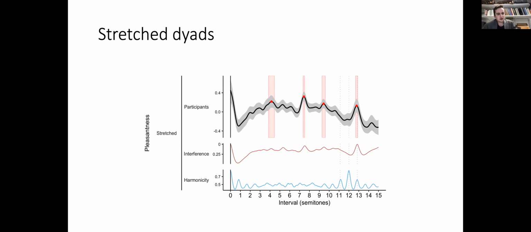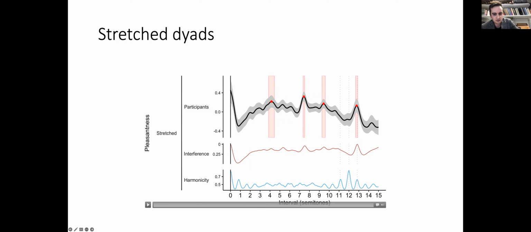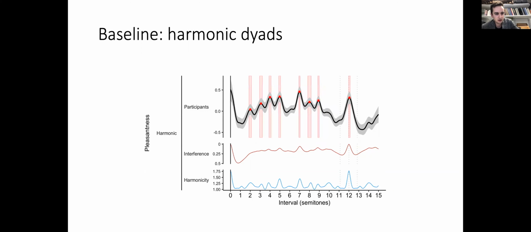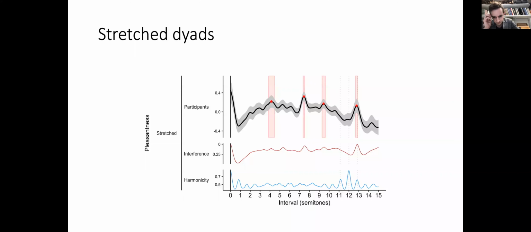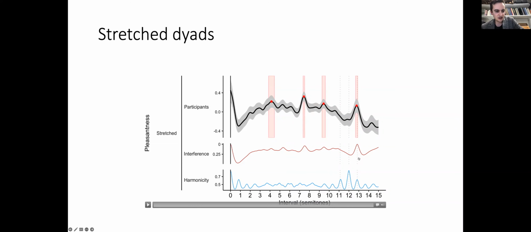So now let's compare this to stretched dyads. So if you look at the graph, we can see already that the consonance profile has been stretched to the right. So this was the original one, and this is a stretched one. So we see, for example, that the octave peak has been stretched from 12 semitones to 13 semitones. And if we look at the models, we can see that this stretching is predicted by the interference model, but not by the harmonicity model. So let's have a listen.